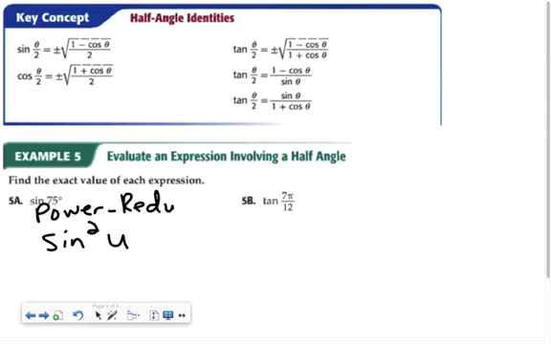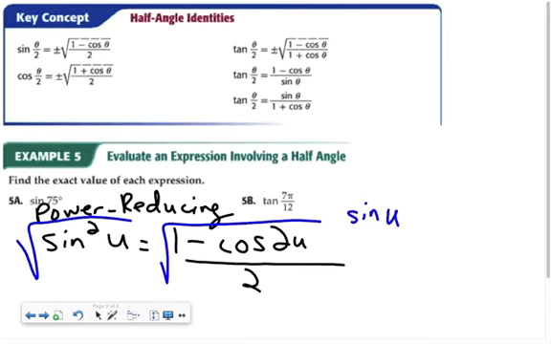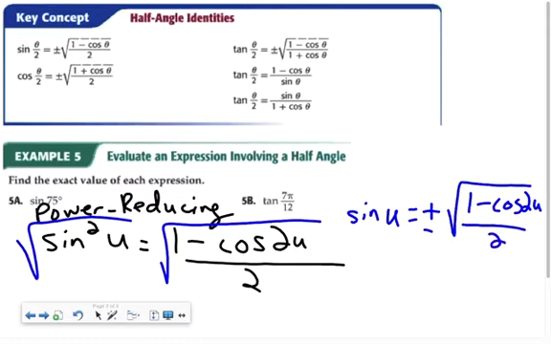power-reducing formula, you have that the sine squared of u equals 1 minus the cosine of 2u over 2. Now, if I were to take the square root of both sides here, I'd have the sine of u equal to plus or minus the square root of 1 minus cosine 2u over 2. Now, notice that's very similar to this.